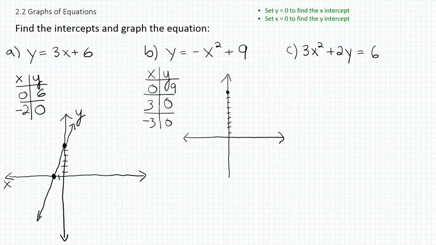And then the other 2 points are (3, 0), so 3 on the x-axis, 1, 2, 3, but nowhere on the y-axis, and then negative 3 on the x-axis, negative 1, negative 2, negative 3, and nowhere on the y-axis. And again, because I happen to know that this is a parabola and it looks like it's opening down because of this negative sign here, I'm going to go ahead and draw these dots connected like this. And that's approximately what the graph will look like.